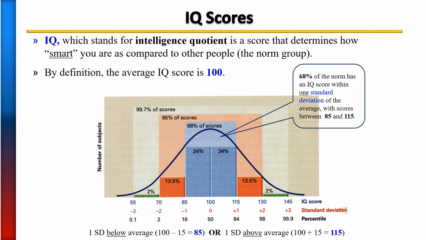Now, the way you get the 85 here, if you see here, you have 100, 1 standard deviation from that, minus 15, that gives you 85, okay? Plus 15, that's going to give you 115, and there you have where most of the scores usually lie within that range between 85 and 115.